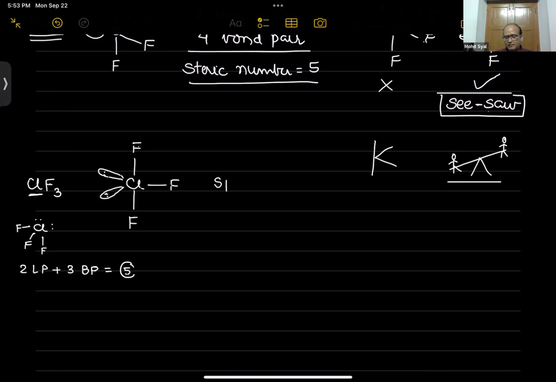Hybridization is sp3d, and the shape is T shape, because we don't consider the lone pair, as there is no atom on the other side of the lone pair. So we don't consider the lone pairs in the shape. It is T shape. Got it? Yes.